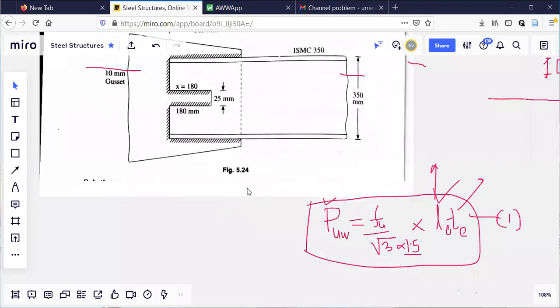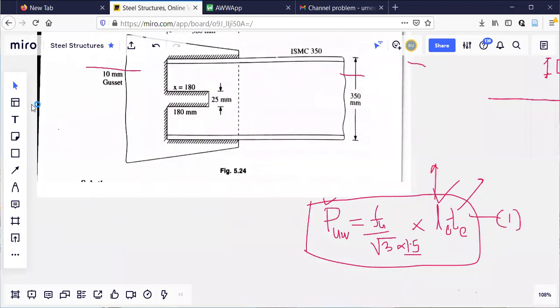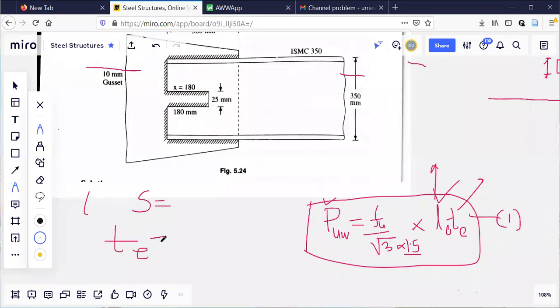Okay. So what I will do is I'll decide the value of TE. Observe this. How to decide size? First, size has to be calculated. From this size, I can get TE is equal to 0.7 times S. So you have to decide the size. There is one empirical formula. I'll give you that one.